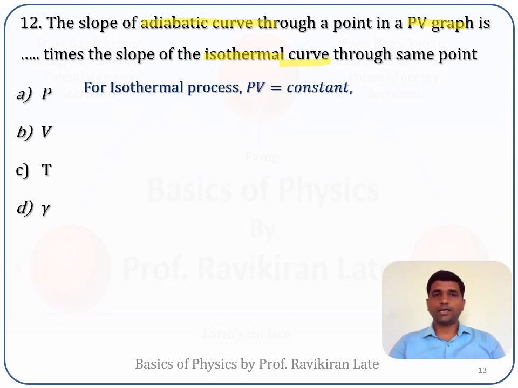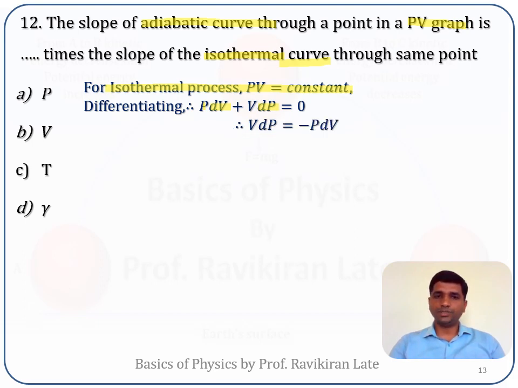All of us know that for an isothermal process, the relation is PV is equal to constant. If I differentiate this equation, I have to use the product rule. So I'll use first constant into derivative of second, that is P into dV, plus second constant, in this case V will be constant, and derivative of first, it will be dP, is equal to derivative of constant term, it will be 0.